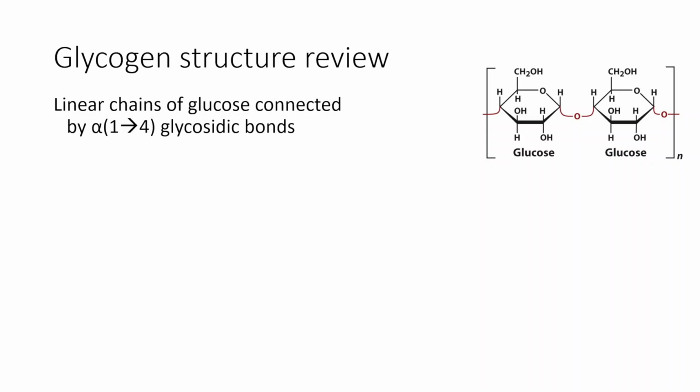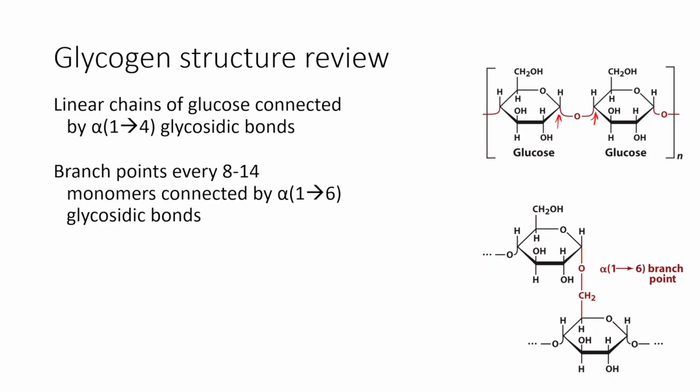So we know that glycogen starts out with some linear chains of glucose. All the linear chains are connected by alpha-1,4 glycosidic bonds, which are illustrated here. In this glucose on the left, we have the anomeric carbon. Carbon 1 is in the alpha configuration, and it's connected to the 4 carbon of the glucose that is on its right, hence the alpha-1,4 glycosidic bond.